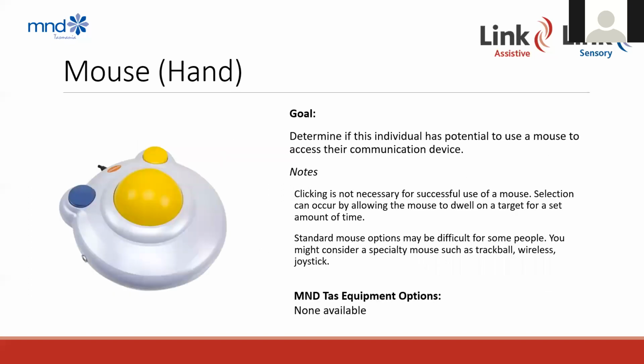The next most efficient access method is actually a hand mouse. So there's a few different things that you can do to adjust the use of a mouse. You can use dwell rather than click access. You can change the size or the shape of the mouse to make that more efficient as well. But we won't go into too much detail about that. At the moment, there aren't any options within that category, but it's just useful to think about and consider in your assessment process.